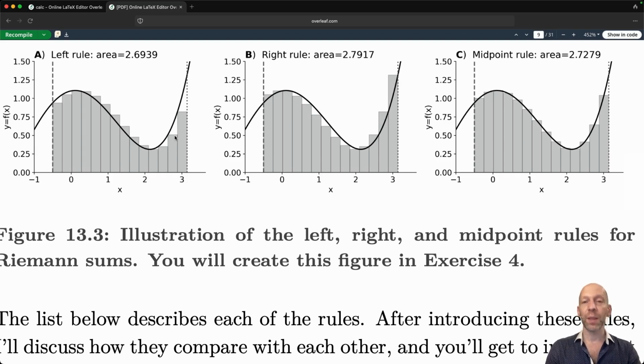So the main new point in this exercise is looping through and drawing each of these rectangles. Here are the rectangles for the left rule. You can see that the upper left corner of each rectangle touches the function line. Here's the right rule, and here you see that the upper right corner of each rectangle touches the function line. And of course, for the midpoint rule, we have the center of the bar touching the function line.